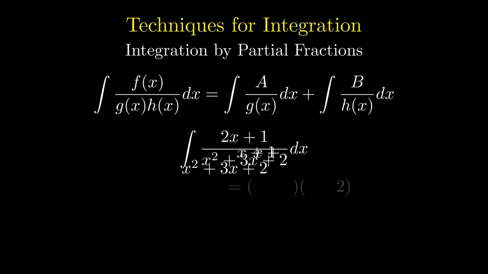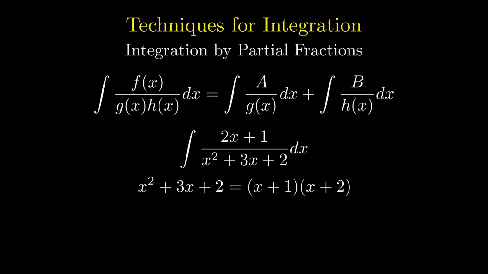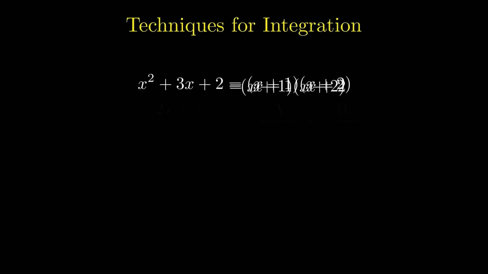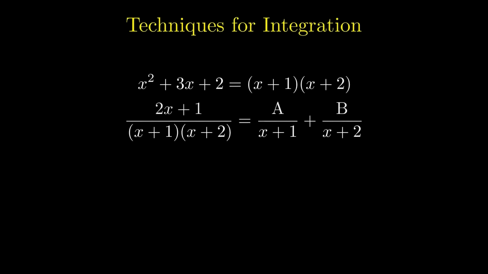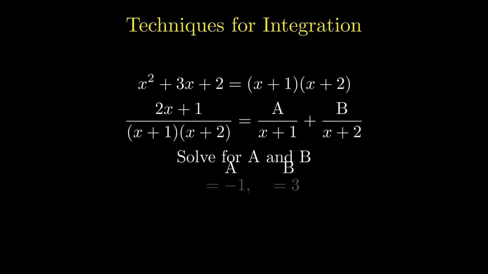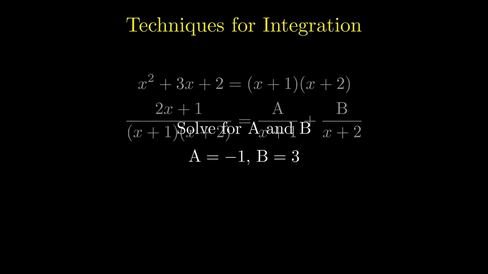Factor the denominator. x squared plus 3x plus 2 equals (x plus 1)(x plus 2). Set up a partial fraction. (2x plus 1) over (x plus 1)(x plus 2) equals A over x plus 1 plus B over x plus 2. Solve for A and B. A equals negative 1, B equals 3.